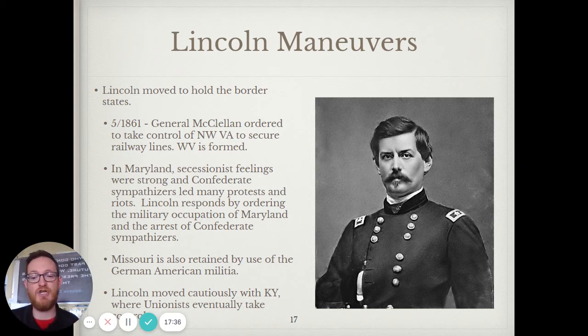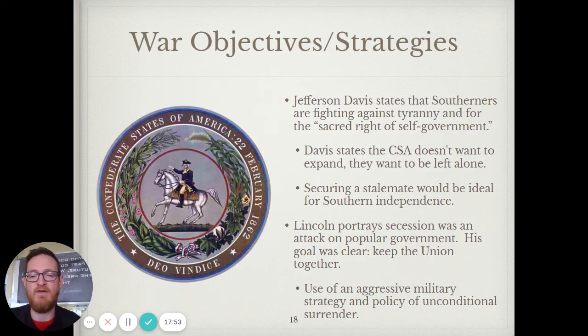You would see that the German-American militia would be used to help retain Missouri, and Lincoln would be very, very cautious in Kentucky, where Unionists eventually take control. But in these border states, you're going to see this is a common theme throughout the war. Lincoln has to be very, very careful with them because he doesn't want them to eventually decide to leave the Union. So what would be the war objectives and strategies?